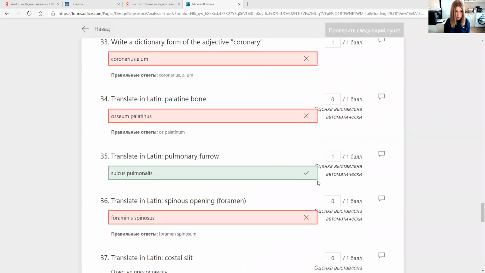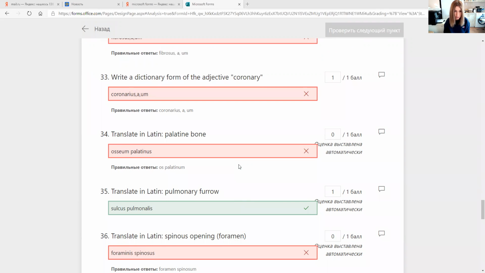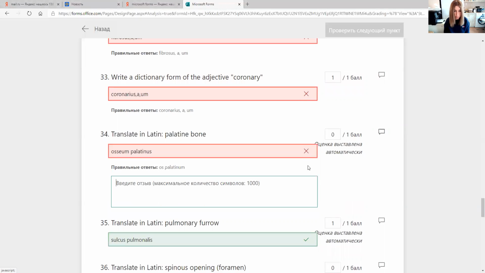I'm not going to comment on the dictionary form of adjectives. You can always find it in the dictionaries and in the book that I sent you. I will focus my attention on phrases, on anatomical terms. The first is palatine bone. We can see that the student translated it osseum palatinus. Osseum is an adjective of neutral gender. We need bone. We always start translation with the noun. Bone in nominative case, because for palatine bone, we can ask the question what palatine bone. It's a nominative case.